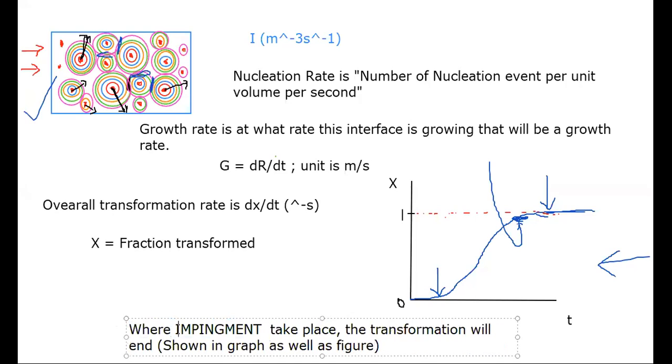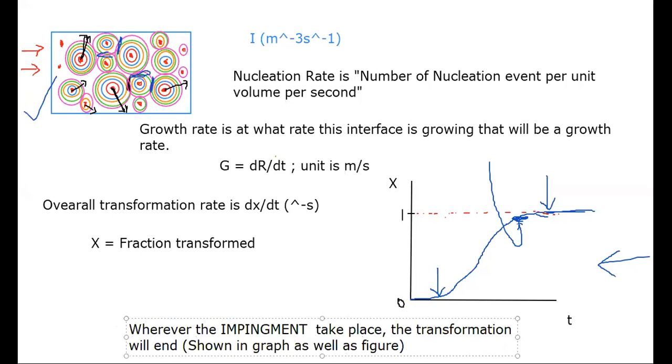So that last sentence indicates that wherever the impingement takes place, the transformation will end, shown in the graph. You can observe that in both the figure and the graph. Whenever the nuclei merged together or impingement happened, in this area the transformation will end, or the transformation was over. So this is all about the nucleation transformation, or we can say the growth transformation.